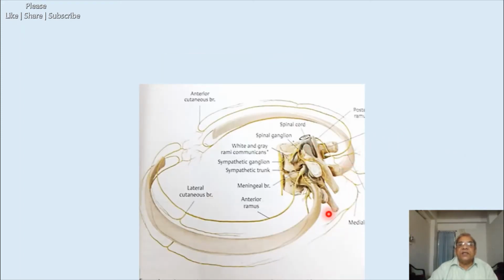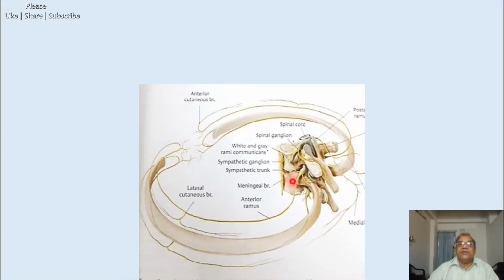Now, this is a diagram showing two adjacent thoracic vertebrae. This is the spinal cord which goes into the vertebral canal, and this is the intervertebral foramen. Through this intervertebral foramen, the ventral ramus of the spinal nerve is coming. Don't worry, I will explain what the ventral ramus of the spinal nerve is. The dorsal ramus of the spinal nerve will be going towards the posterior aspect.